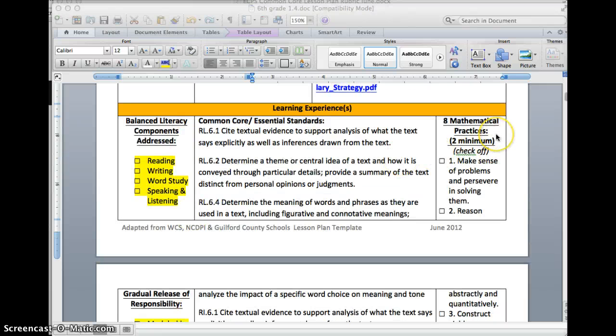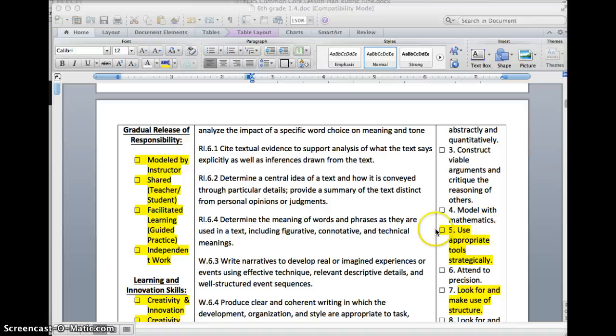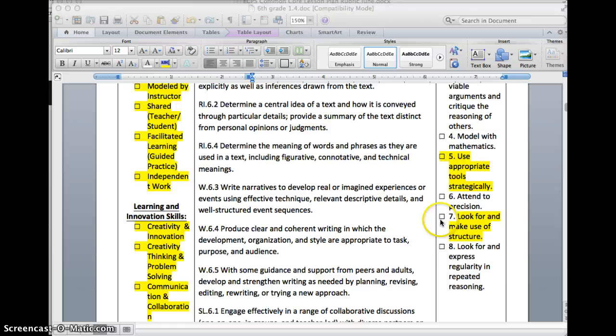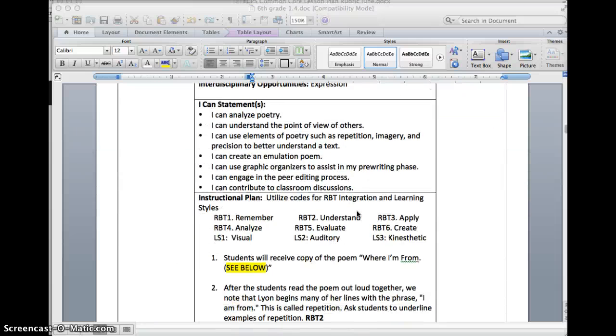The 8 mathematical principles. I'll find additional information. In the meantime, some of the things that I feel like we use on a regular basis is probably make sense of problems and persevere in solving them. Using appropriate tools strategically. And usually look for and make use of structure. In this case, I'm talking about poetry structure, whereas you may be talking about measurement structure or structure of the body, depending on the CTE course that you're teaching.